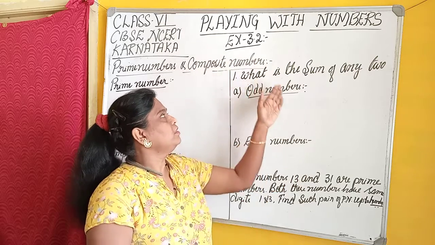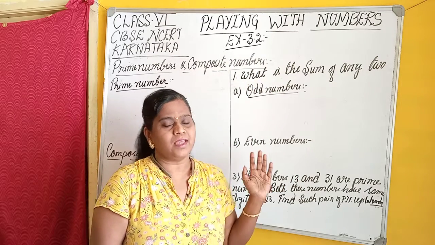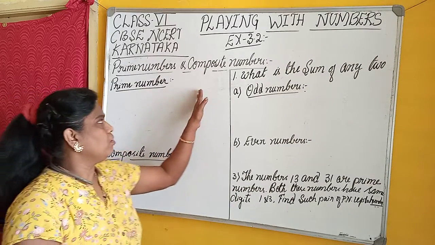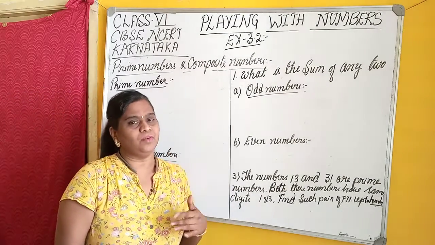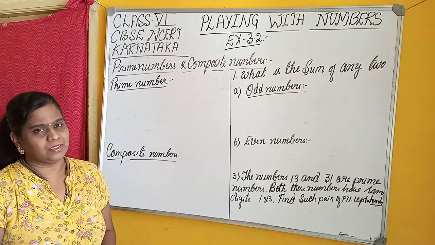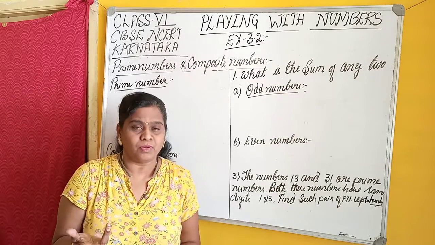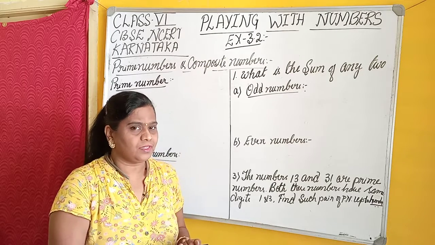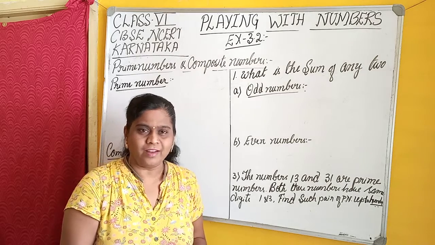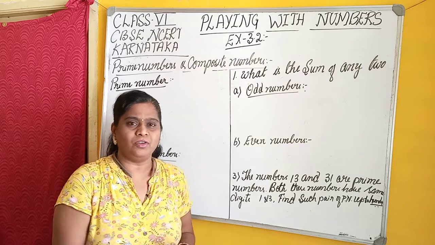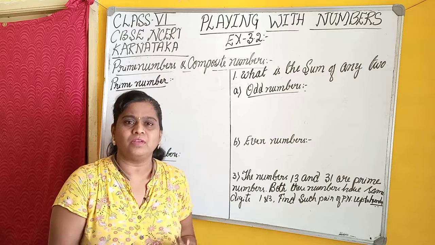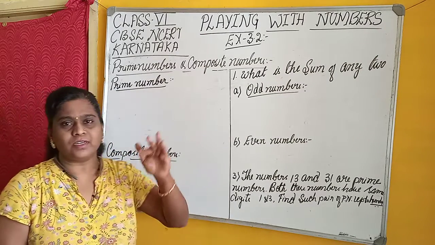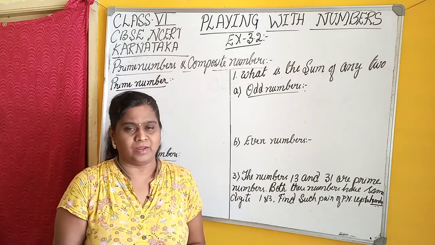Before solving exercise 3.2, let us have some knowledge about prime numbers and composite numbers. Children, come and tell me, what are prime numbers? Do you know any methods of numbers? Yes, you know the counting numbers along with even numbers and odd numbers. Up to here you have studied what even numbers and odd numbers are. But in this class you are going to study what prime numbers are.